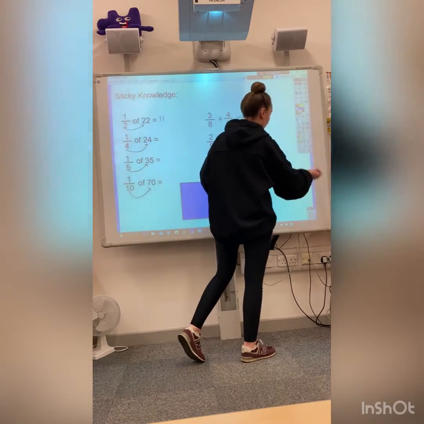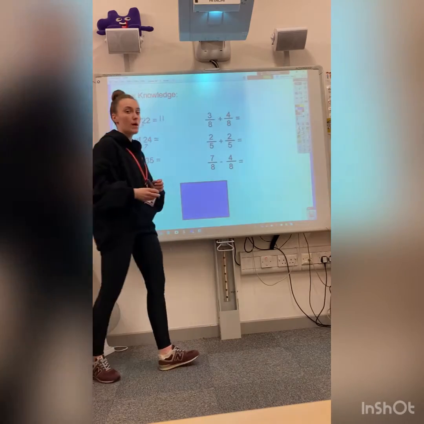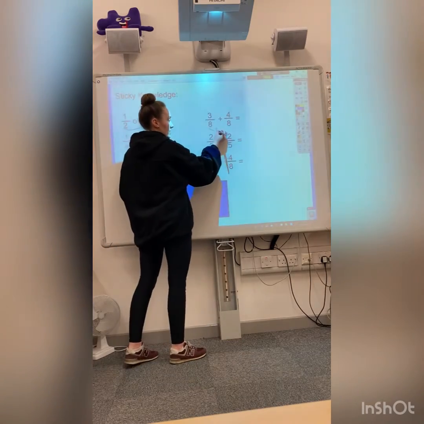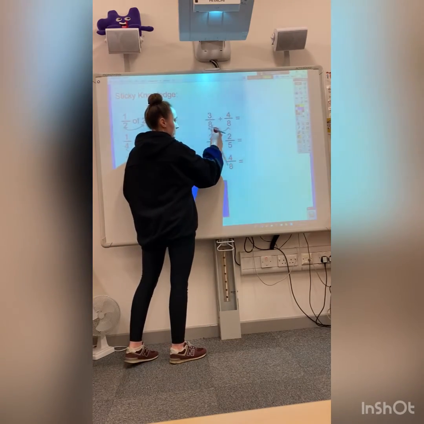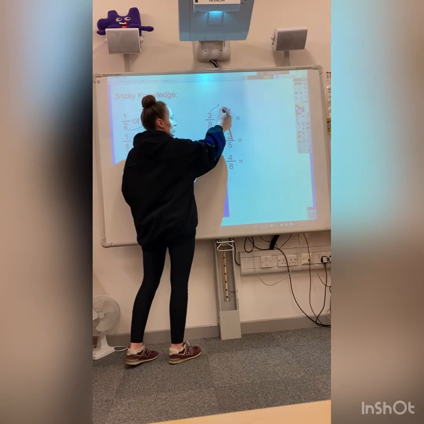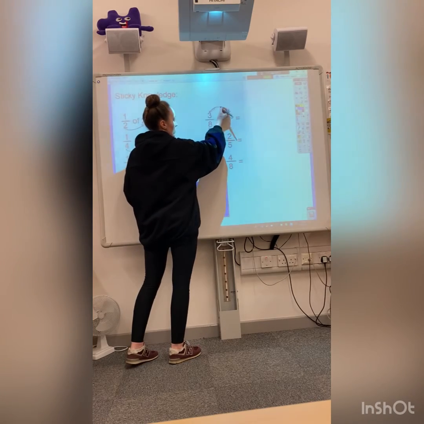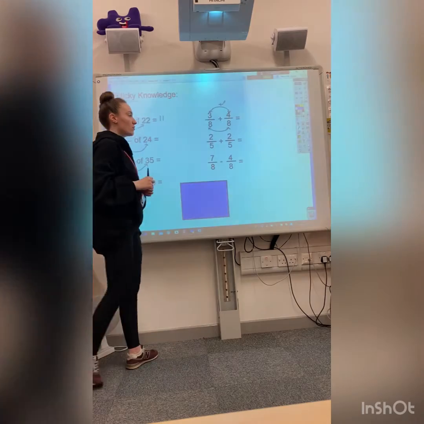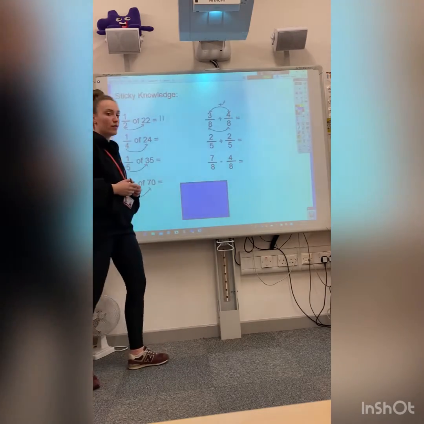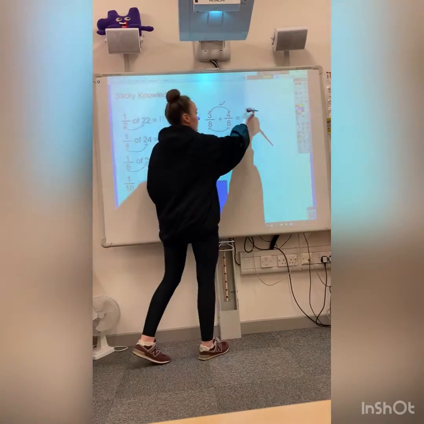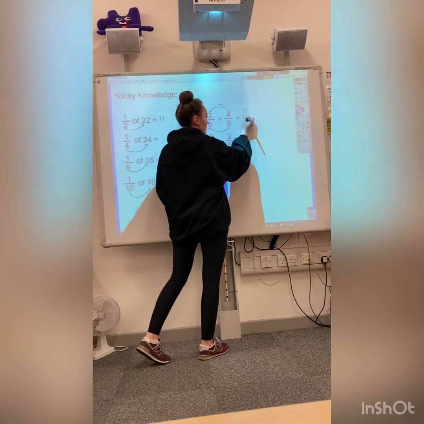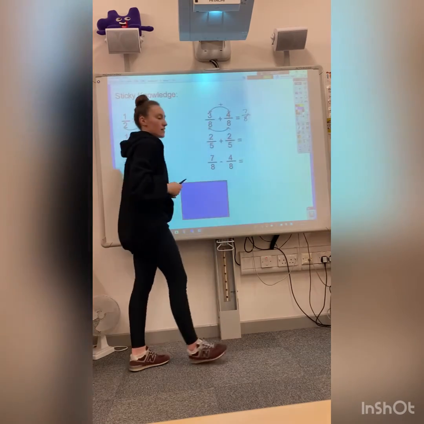Okay, and then we're adding fractions. If you remember, the denominator, which is the bottom number here, stays the same, and we only add the numerator, which is this top number here. So we've got 3 8's add 4 8's. 3 add 4 would be 7. Our denominator stays the same, so that would be 7 8's.